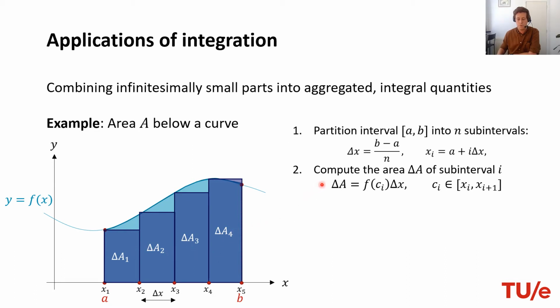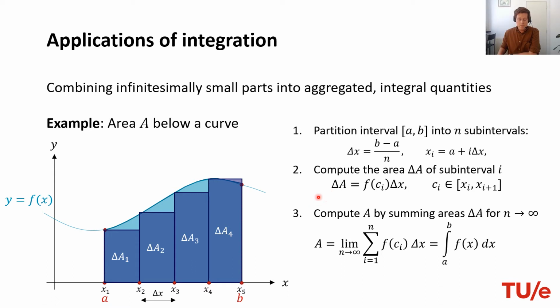So this gives you a formula for the dark blue area over here, where we have chosen ci is equal to xi. But you could also choose it to be xi plus 1. And then this rectangle would have a height up until here, and this would be the rectangle. But that's of little importance now. So this allows us to approximate the light blue area with these dark blue rectangles.